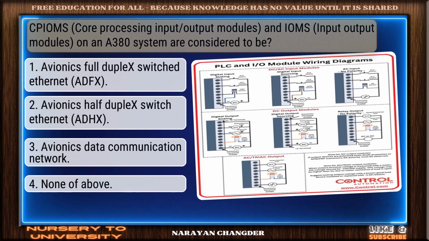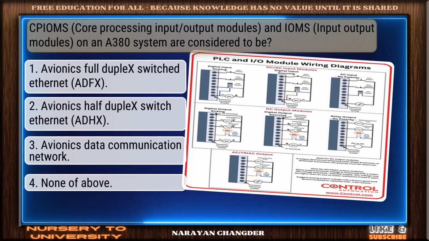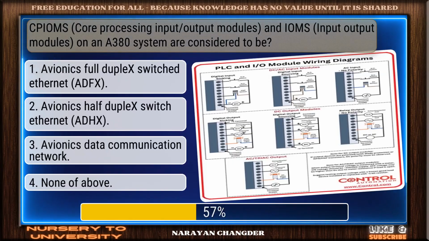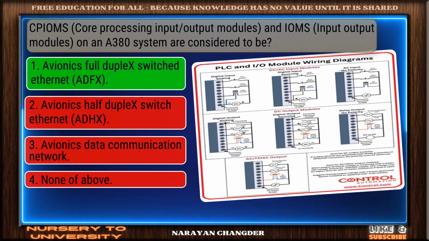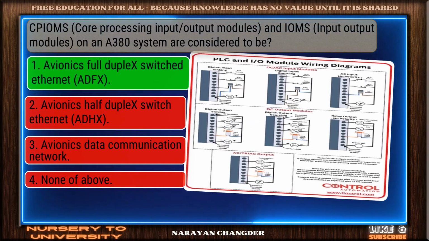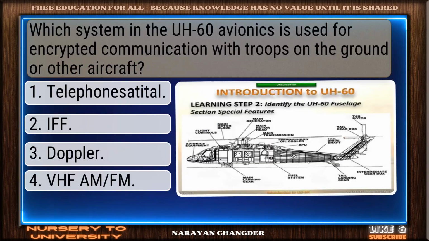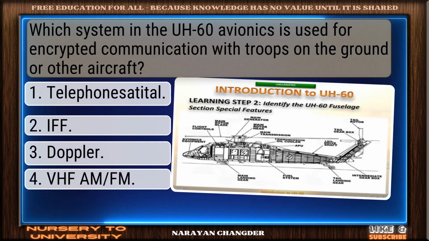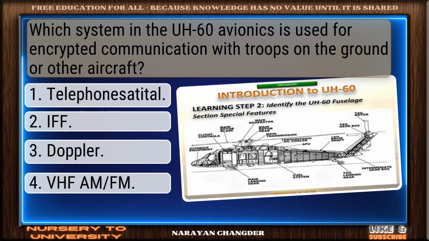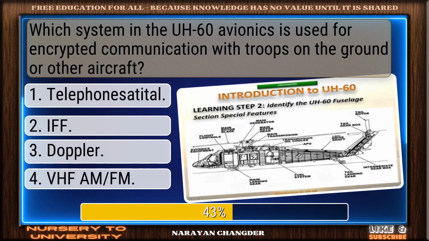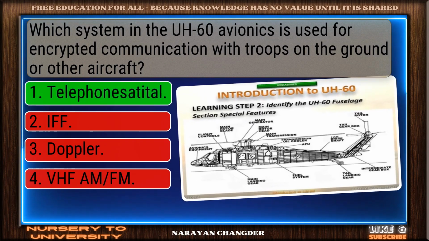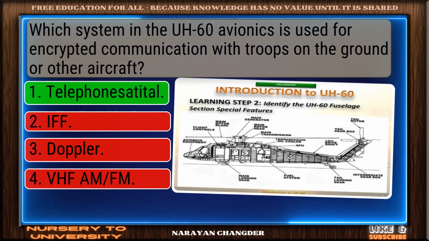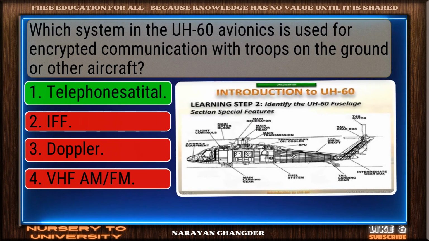CPMs and IMs on an A380 system are considered to be. Right choice. Avionics full duplex switched Ethernet is the best answer. Which system in the A60 Avionics is used for encrypted communication with troops on the ground or other aircraft? You got it. Your choice telephone satellite is right.